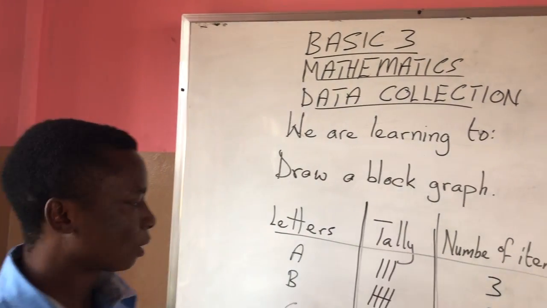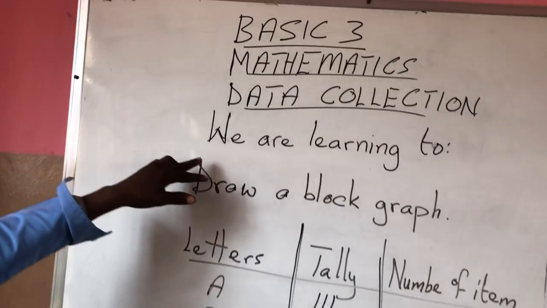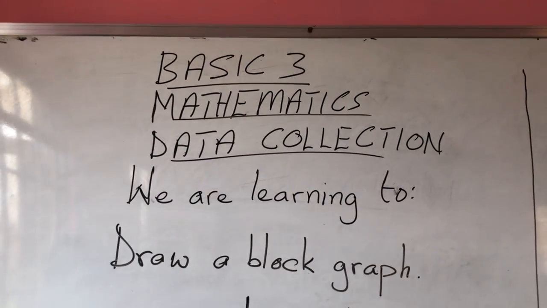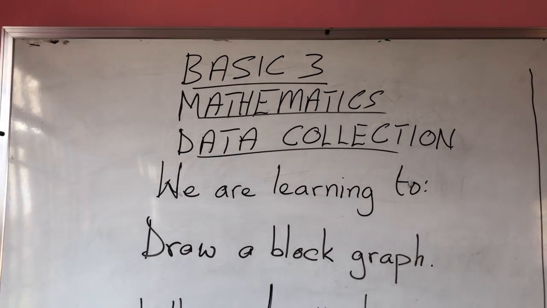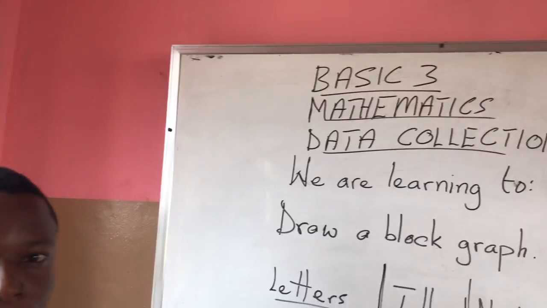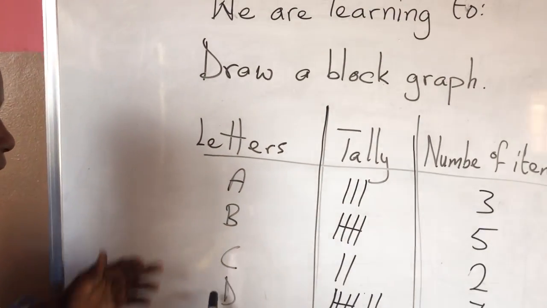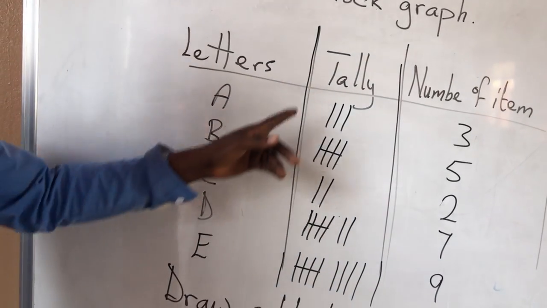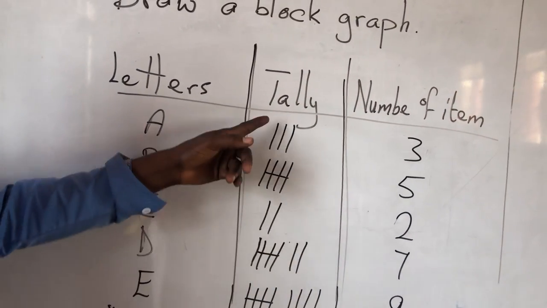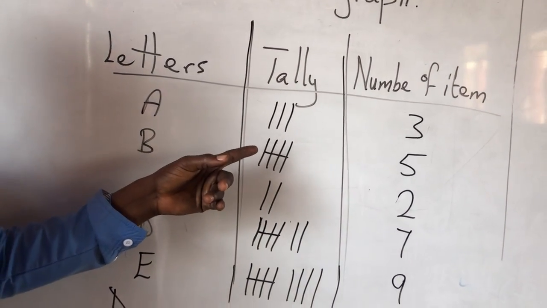How will you go about it? Look at the information. Now we are learning to draw a block graph, as I said earlier on. This is the data given to us, or the information given to us. We have letters A, B, C, D, E. We have tally. You know about tally. We learned about tally in our previous lesson.